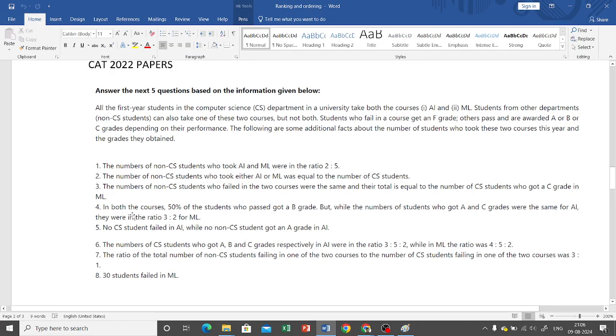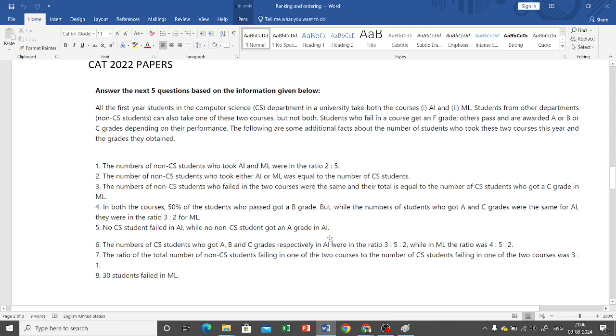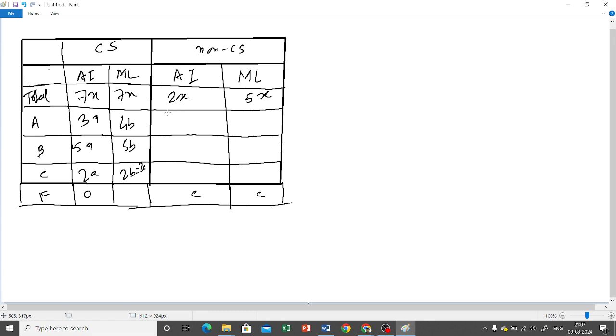Fine. Now it is given in both the courses 50% of the students who passed got a B grade, while the number of students who got A and C grades were the same for AI and they were in the ratio 3:2 for ML. Okay, we'll come to this information later. We are trying to find out some specific information. No CS students failed in AI. So that means 0 over here. While no non-CS students got an A grade in AI. 0 in AI. Okay.